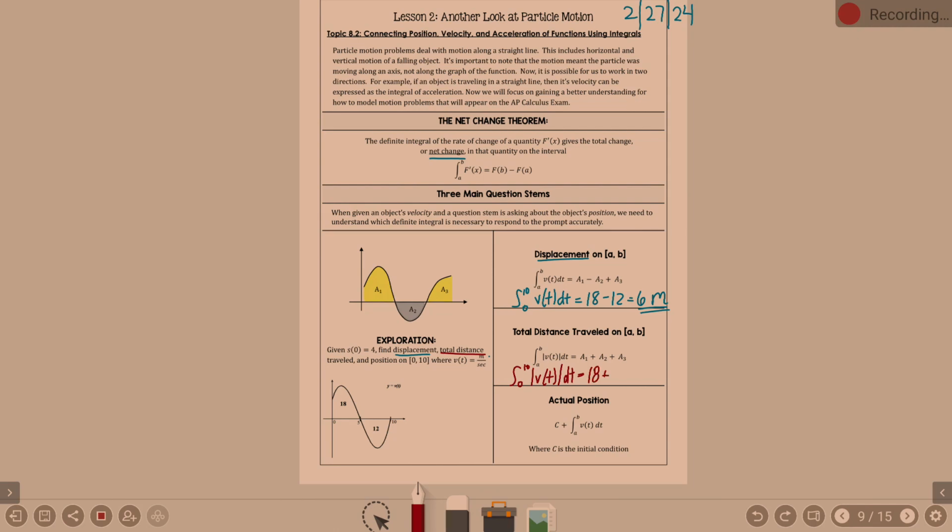Yeah, 18 plus 12, which is 30. 30 what? Meters. It is a distance. It was integrating velocity again. So for both reasons, it is meters.